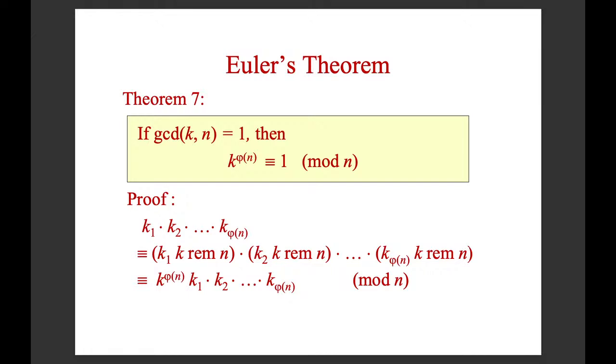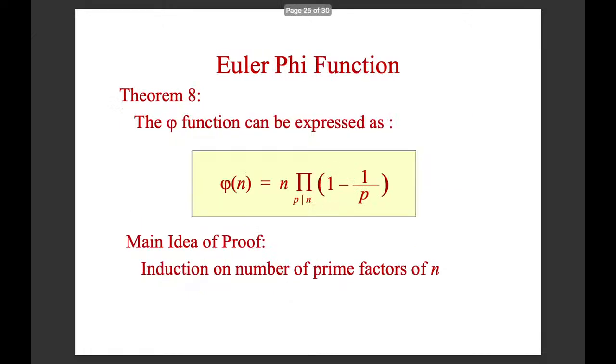So this is Euler's extension of Fermat's little theorem. And then the Euler phi function can be expressed as phi of n equal to n times a product of 1 minus 1 over p, where p are exactly those primes that divide n properly. Okay, so why is it true? I will leave this for you to check in the OCW recording.